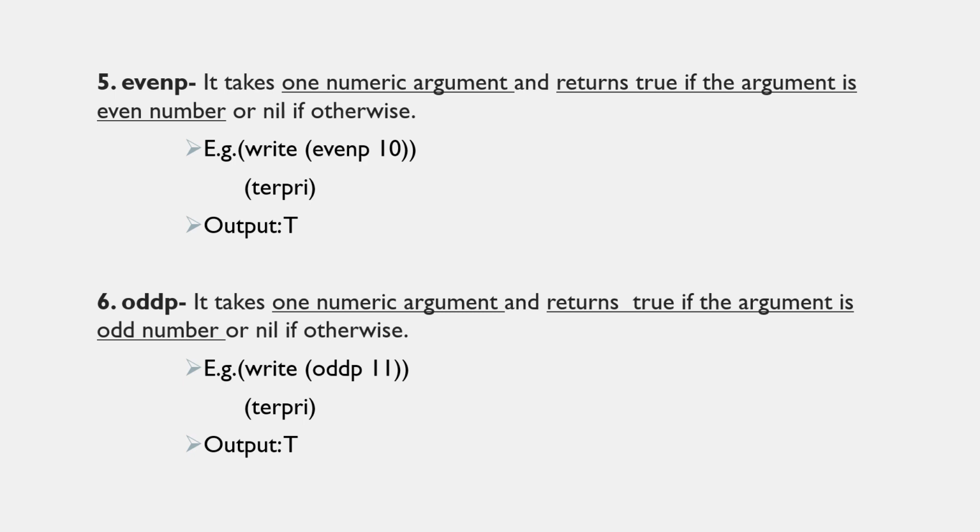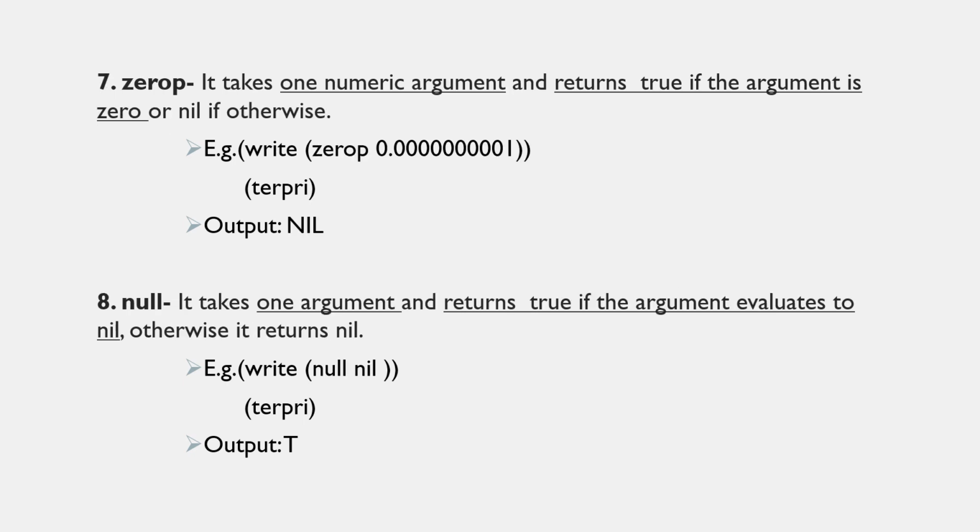The opposite to even is oddp. Here also one numeric argument and it will return a true value if the number is odd. So we will see the example, write oddp 11. Here 11 is an odd number, so we will get the answer as true.